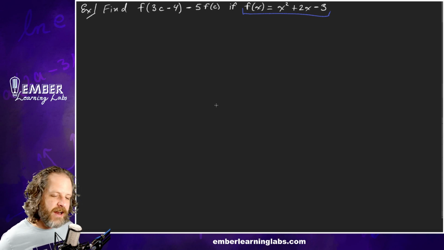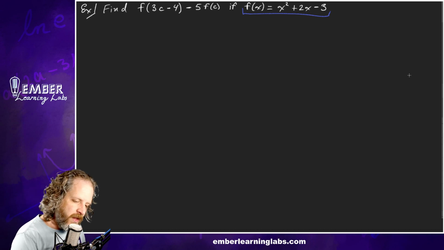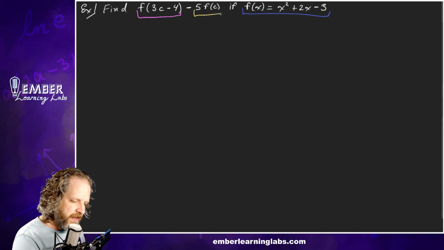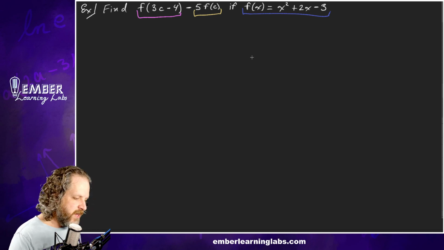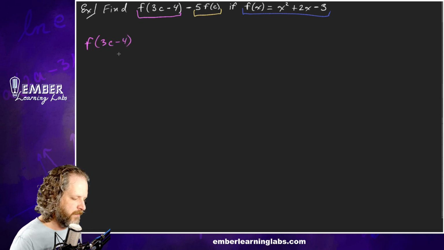So we've learned how to do this before. We've learned how to do compositions of functions. We've not really done it in this big old thing. So we're going to do this. Let me do some different colors here. We're going to do this little chunk separately from this little chunk, and then we're going to put them together at the end. So let's first find f of 3c minus 4.